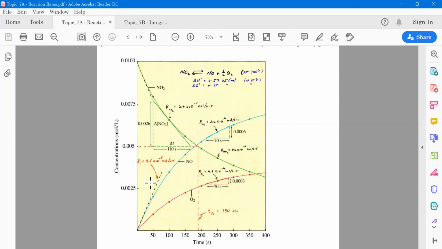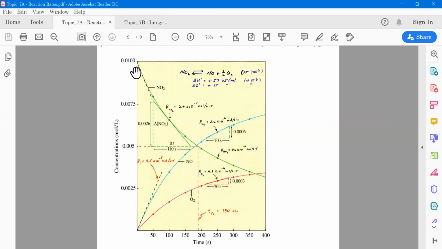The initial reaction rate, and I've drawn in again a tangent right here, this black line that you can hardly see. And for the NO product, I drew in another one for the initial instantaneous reaction rate at time 0, and that's this black line right here. The slope of that line is 4.5 times 10 to the minus 5 moles per liter per second. The times are given here in seconds.